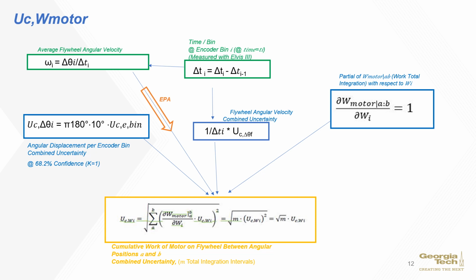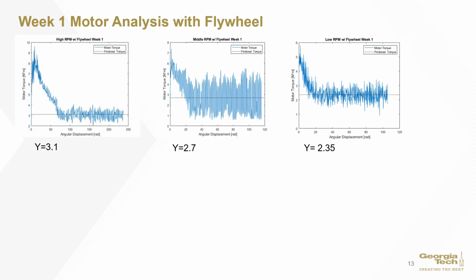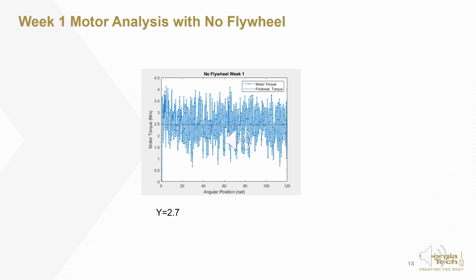So this is our uncertainty. This was part of a week 1 analysis with the motor. This graph represents the no flywheel motor analysis. Comparing this graph to the flywheel cases, there is more variability in the motor torque. Note that the frictional torque matches the medium setting of the flywheel case. This is expected as the motor setting was turned to medium.